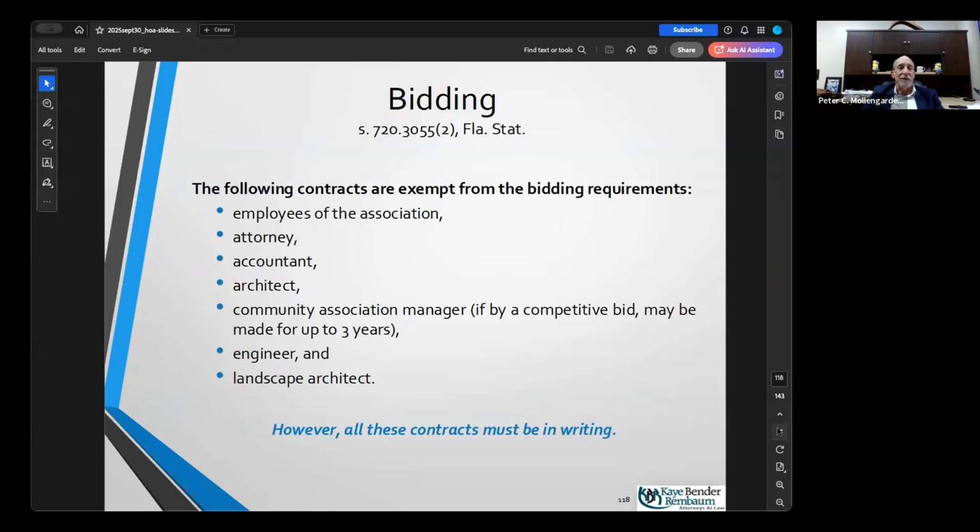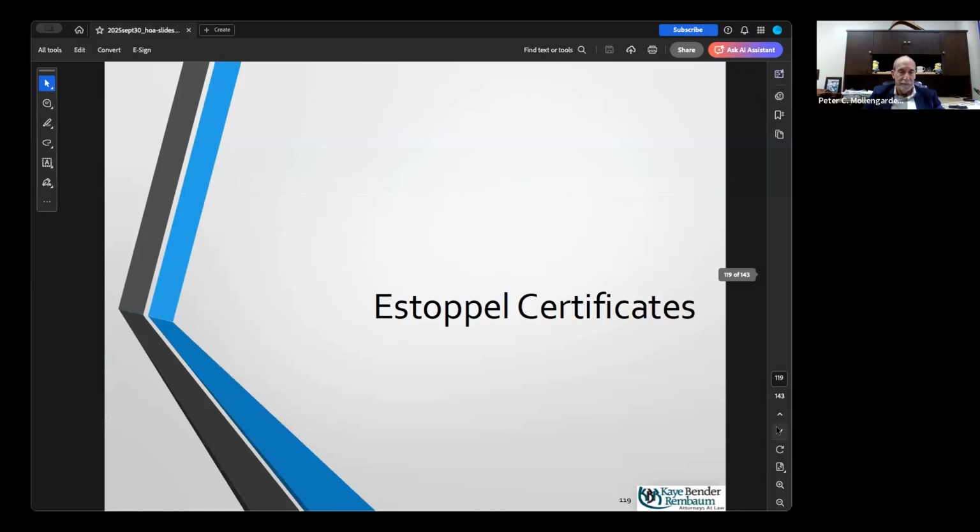The following contracts are exempt from the bidding requirements. Again, exempt doesn't mean you can't, but you don't have to. Employees, attorneys, accountants, architects, management, community association manager, if by competitive bid, it may be made up to 3 years. Engineers and landscape architects. But all these must be in writing, though they don't have to be bid.